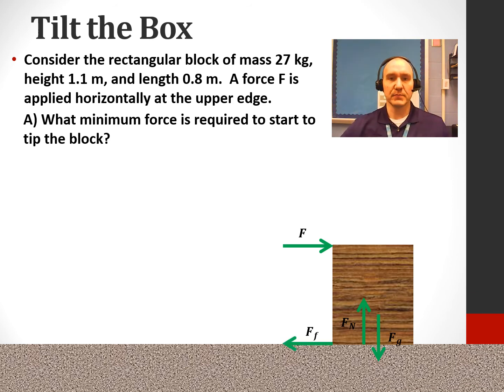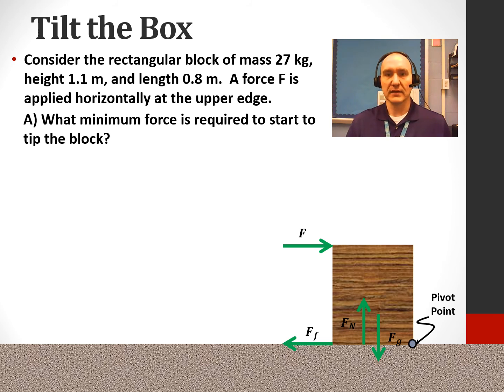We've got the normal force that's pointing up. We've got the force of gravity that's pulling down. We've got a force of friction that is opposing the direction that it's trying to slide. So we've got all these forces that are acting on it. What's the minimum force required? How much force do I need to apply up here at the corner in order to get it to start to tip over, not start sliding, but actually start to tip? How much force needs to be applied?